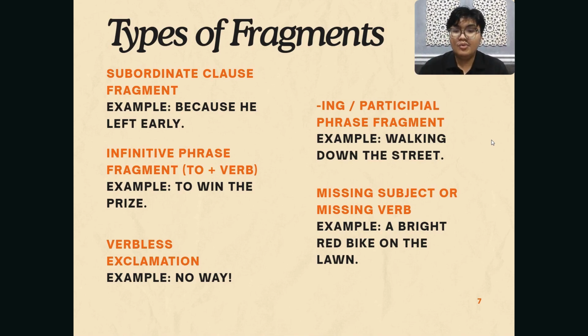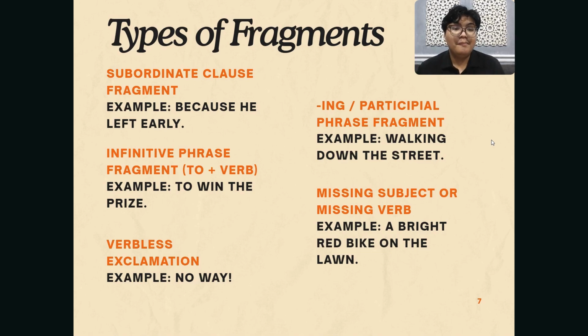And then the next one is infinitive verb fragments. To plus verb. To depends on an actor. So, to win the prize: what about to win the prize? Who is to win the prize? Again, it's incomplete. And then the next one is verbless exclamation. No way! An exclamation without any verb. No way what? There's no verb there and there's no subject there. Both are missing. No subject, no verb, not a sentence.